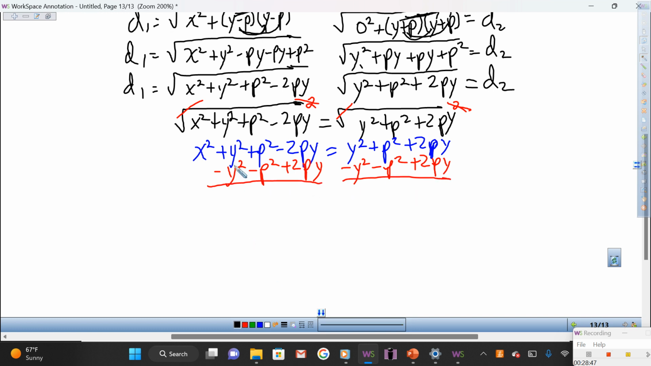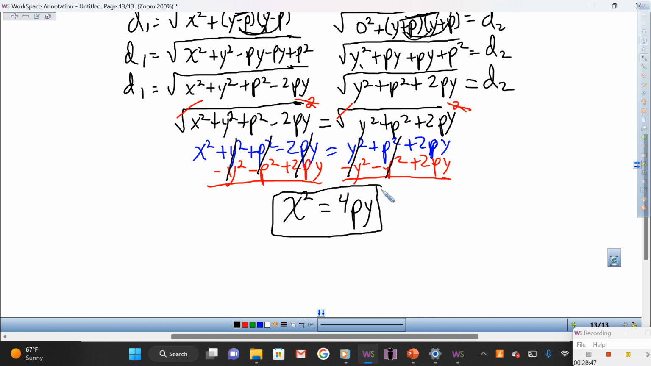Which means this cancels, this cancels, this cancels, this cancels, that cancels. So what do we have left on one side? X squared equals, what do we have on the other side? 4py. And students, this is our standard form equation of a parabola. You're like, what? Yeah, the only thing, notice here, instead of the 4py, we usually use an a, right? Or a coefficient of 1. So for right now, just leave it at that.